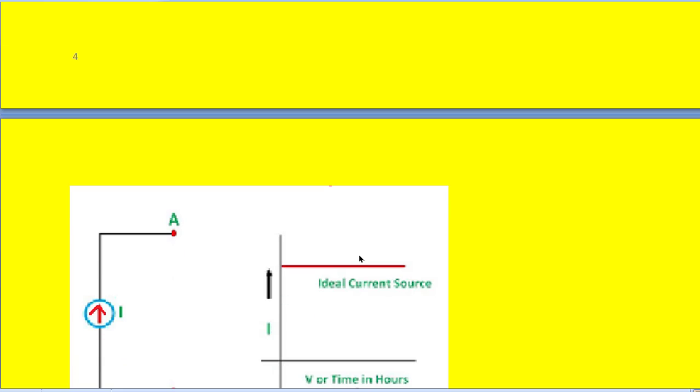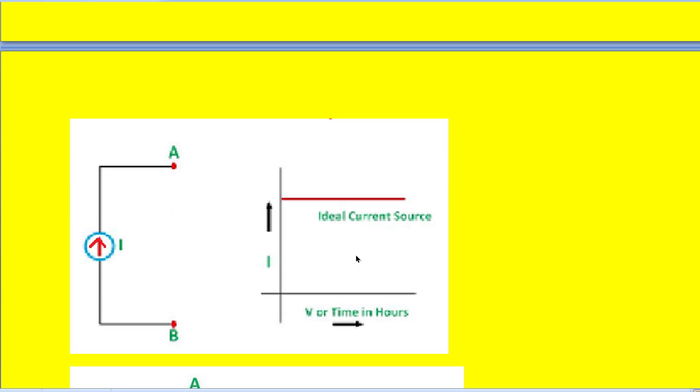So next, current source. This is the ideal current source. For an ideal current source, the internal resistance is infinite. So it is represented like this. This is the current source representation and its value is I, represented like this, and it has the terminals A and B. So if you connect a load, there will be a voltage across that load due to the current flowing through the load.